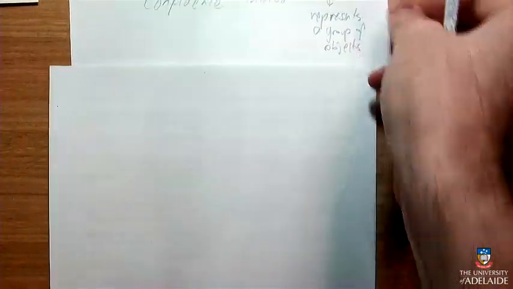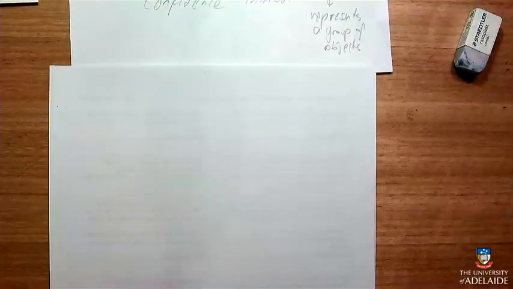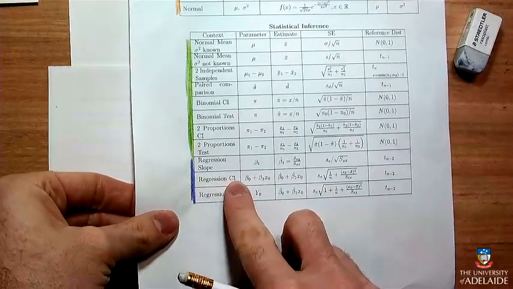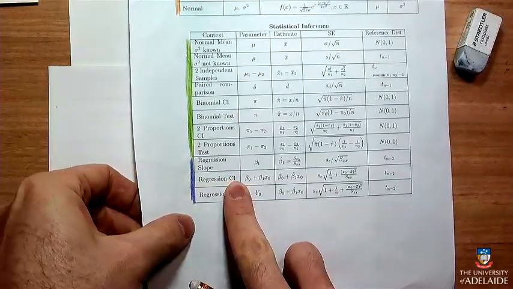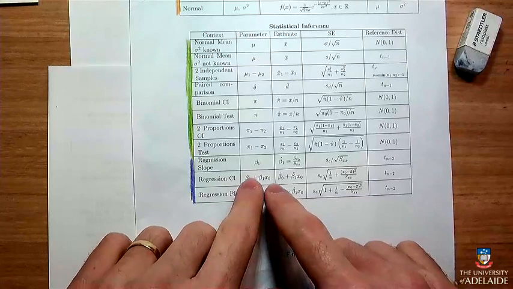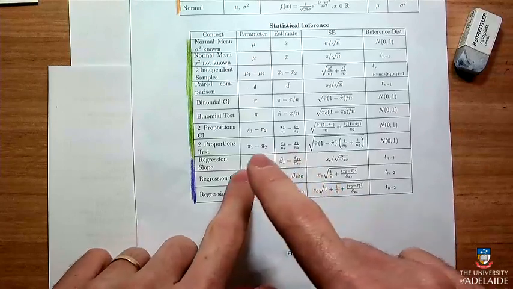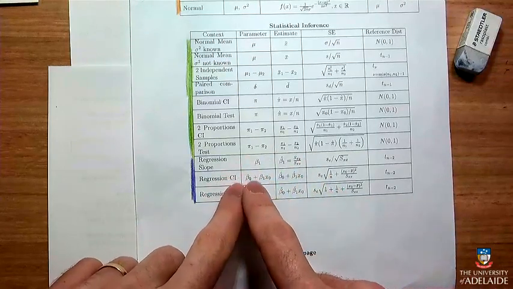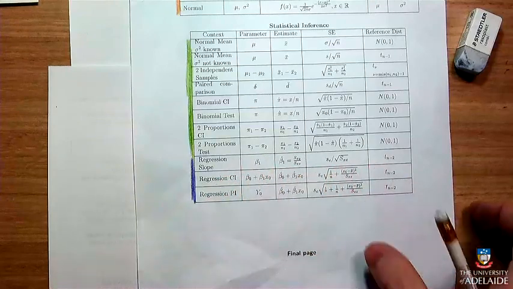Okay, so given a value for x, what is the average y? I need a confidence interval, oh look, regression confidence interval. That's how I do it. And to make a confidence interval, I use the same information that I use to make a hypothesis test, but I arrange it differently. In a hypothesis test, I go estimate minus what the parameter, I think the parameter is, divided by the standard error.